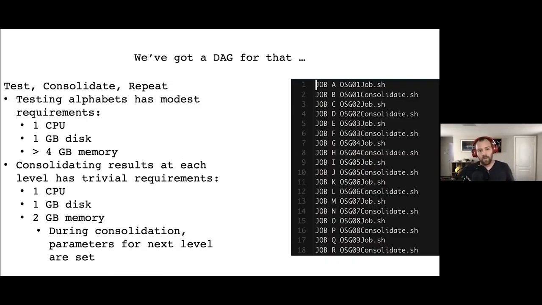There were a couple of things about this DAG that we really thought were pretty fun when we were building it. The first is that all of these jobs have relatively trivial requirements: 1 CPU, 1 gig disk, a couple gigs of RAM. Even though we were doing a whole lot of jobs, this was really nice for us. We were able to get a lot of nodes at one time.